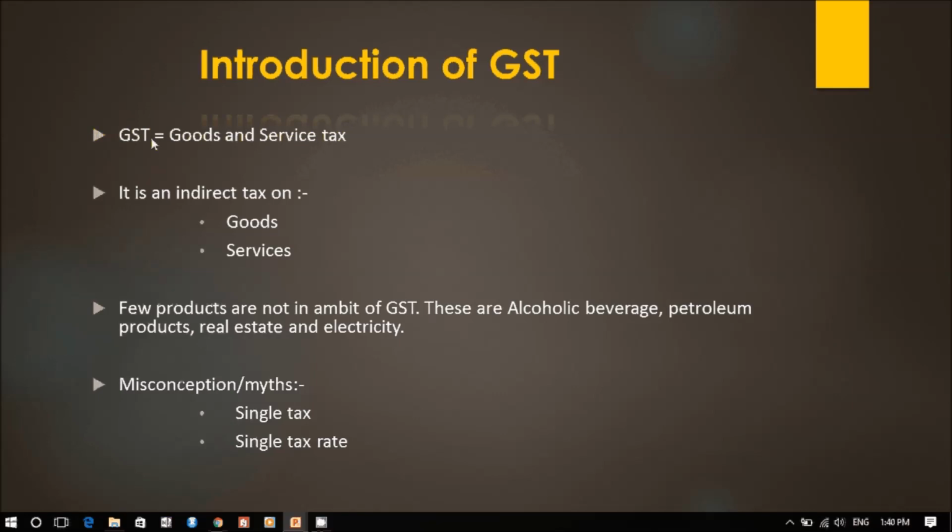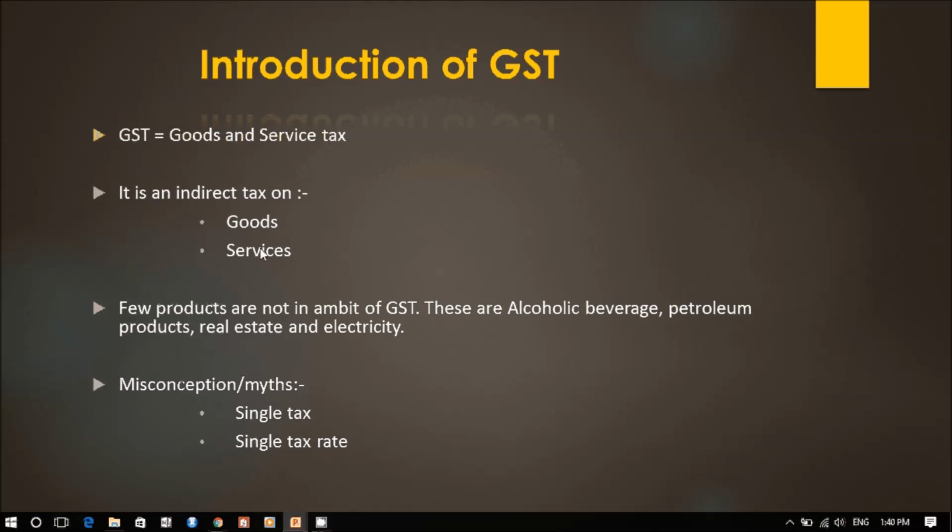What is GST? GST is Goods and Service Tax. Its name in itself says it's a tax on each good and service. GST is an indirect tax which would be levied on goods and services, and for those things which are out of the coverage of goods and services, GST would not be levied.